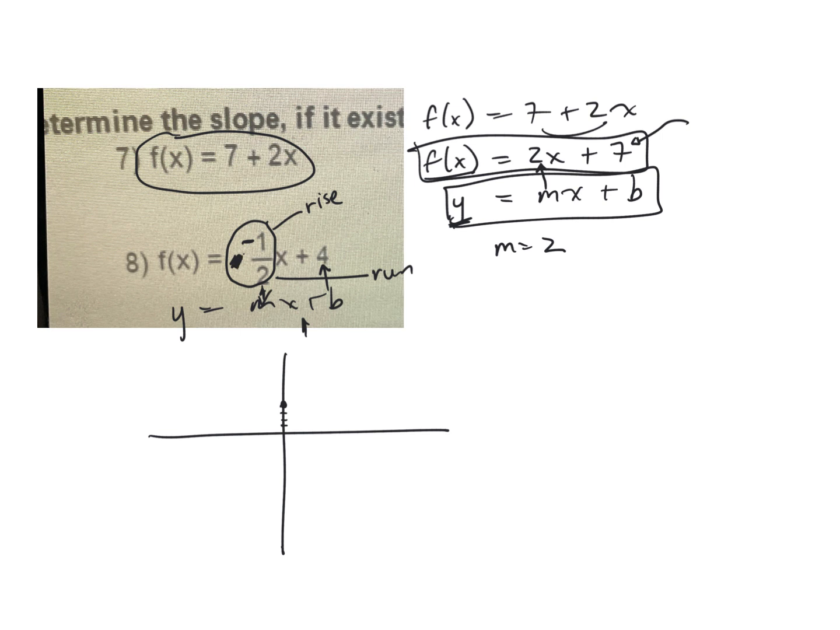So if the rise is -1, that means I'm going to fall 1 from the point that I have there already. From this point, I'm going to fall 1, and then I'm going to go 2 to the right. So 1, 2. So I'm going to go right to there. That's another point that's on the graph. From that point, I could drop 1 and go over another 2, and it should meet in the same spot. So that's how you could graph it. They didn't ask for that, but that's how you could graph it.